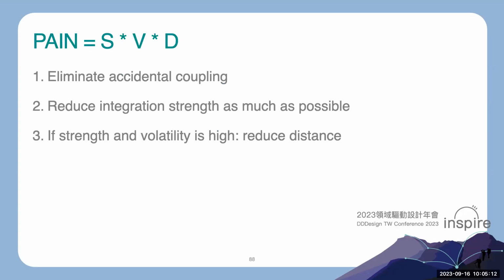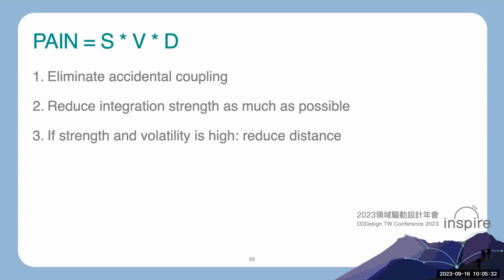So to sum it up, the algorithm is the following. First, you want to minimize the integration strength. You have to avoid accidental couplings. For example, if you have a functional coupling and you can reduce it to a model or contract, do it.